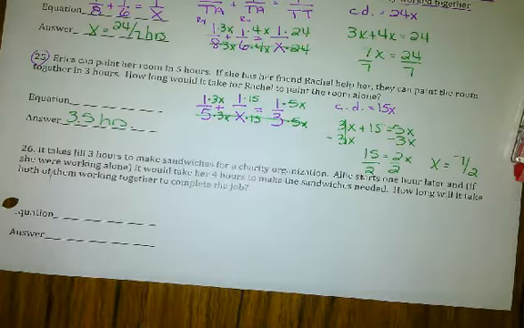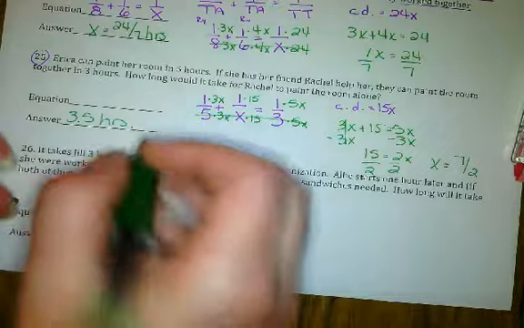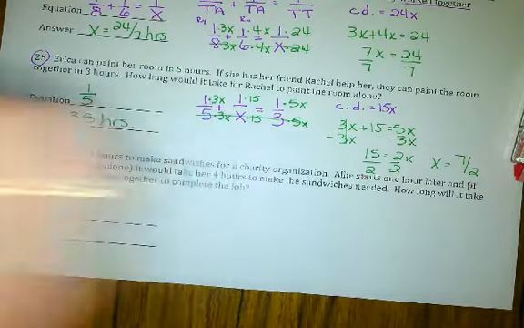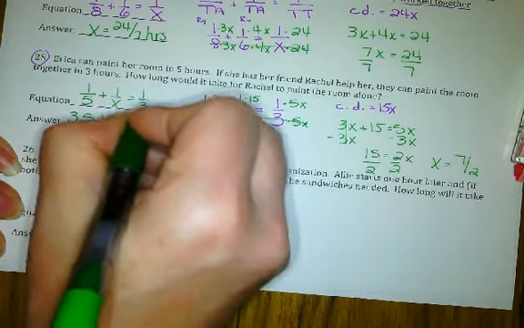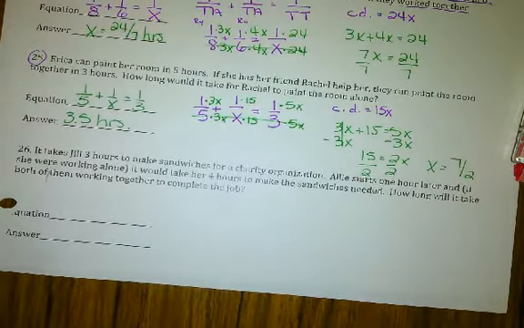Okay, on this one over here, and then the equation is 1/5 plus 1/x equals 1/3.